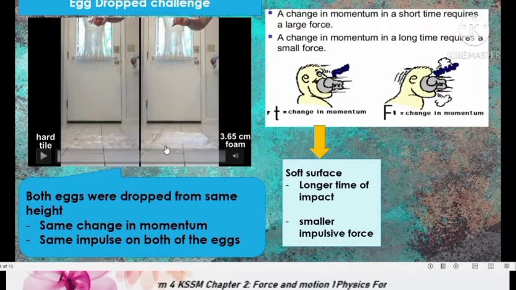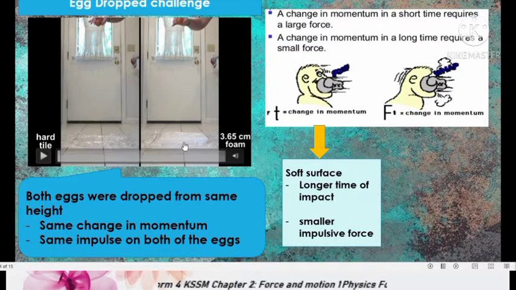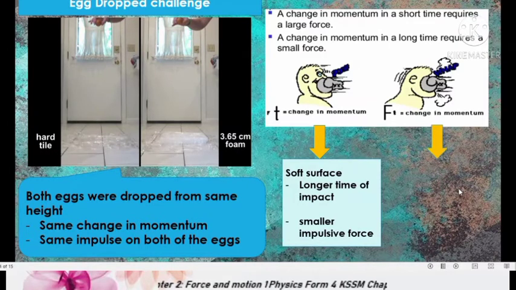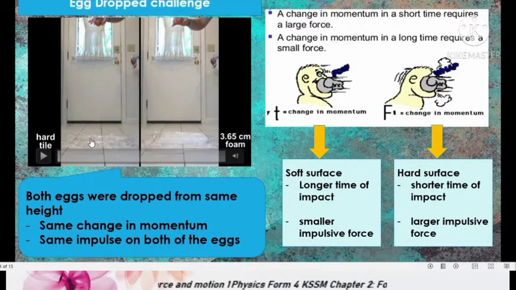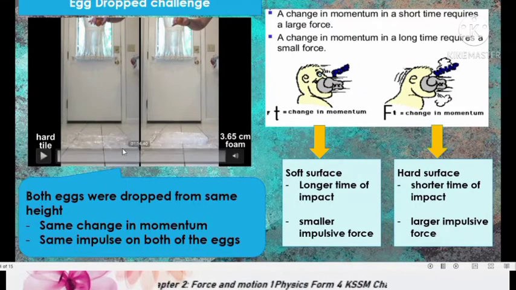Okay, the foam has a soft surface. Thus, a longer time of impact is taken. This will cause a smaller impulsive force to act on the egg. That's the reason why the egg does not break when dropped on the foam. The floor is a hard surface, thus a shorter time of impact. So it will result in a larger impulsive force acting on the egg.